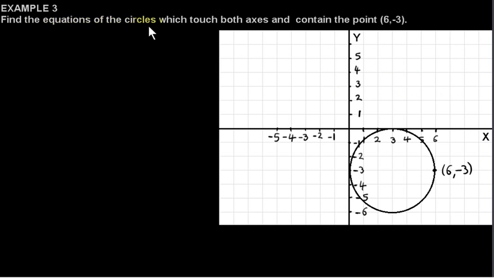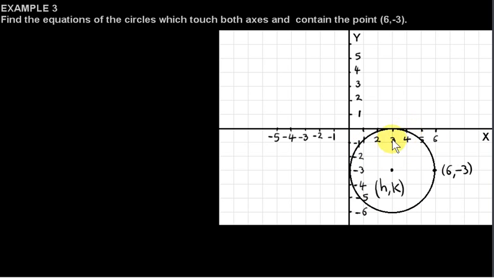Find the equations of the circles which touch both axes and contain the point 6, minus 3. Now here is one of the circles that touches both of the axes and passes through the point 6, minus 3. Now a much larger circle, which I haven't shown here, will also pass through 6, minus 3 and touch both the y-axis and the x-axis.